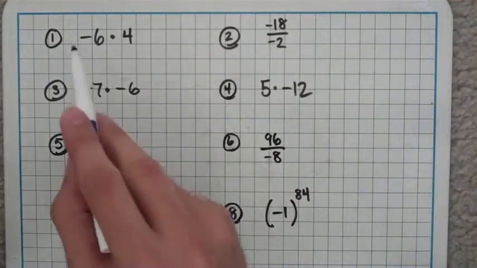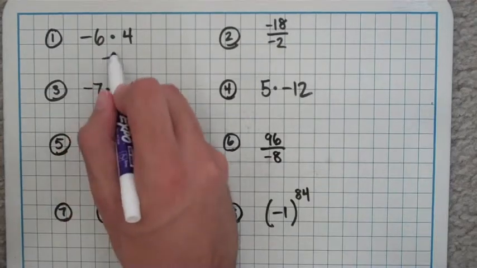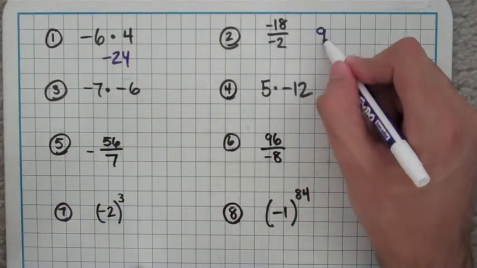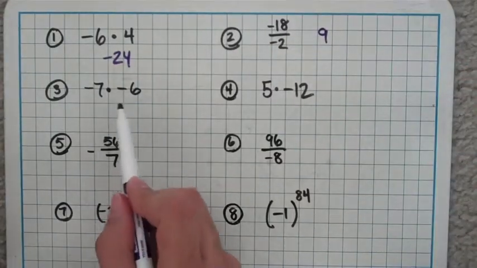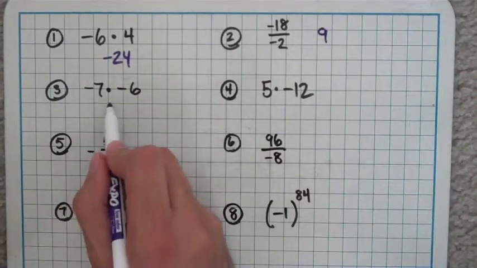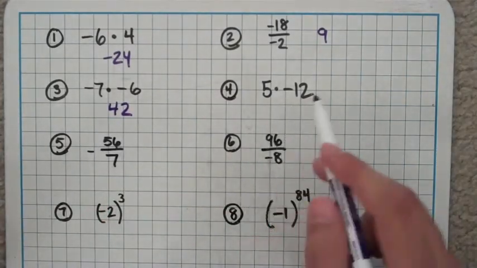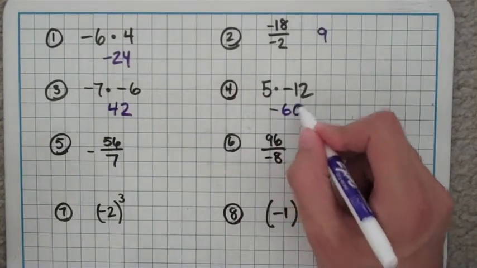So first one here, we have a negative times a positive. That's going to be a negative 24. A negative divided by a negative is a positive. We have positive 9. Negative times a negative here is a positive. 7 times 6 is 42. And when it's a positive answer, of course, you don't have to write plus if you don't want to. 5 times negative 12, answer is going to be a negative 60.